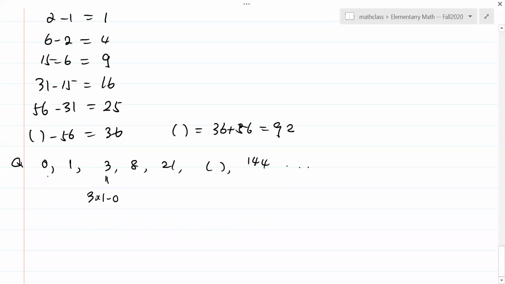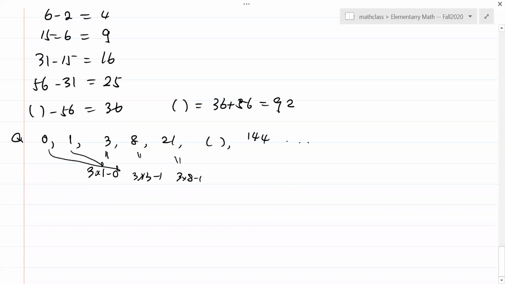This 1 is from here, and that 0 is from here. Then 8 is going to be 3 times 3 minus 1. 21 is 3 times the previous number minus the one before. Basically, this is how we generate it: the previous number times 3, and subtract the term before that.